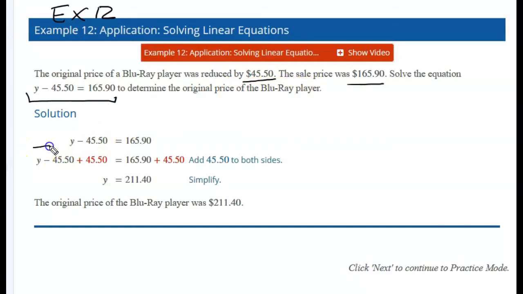Well, there's our equation. You can follow along here and write this out. The additive inverse of this, and we put it underneath usually, 45/50, and it's pretty simple. Add them up and we get the original price was $211.40.